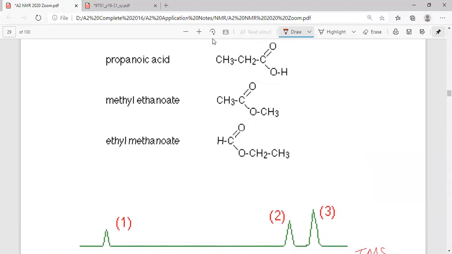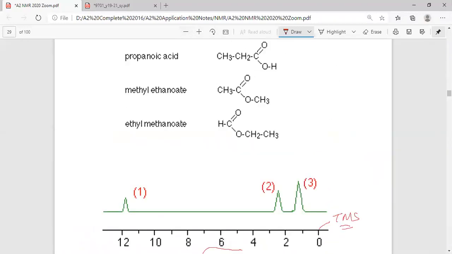Okay, let's look at it again, slower. Let's look at propanoic acid and see how many types of hydrogen there are. There are 3 types, 1, 2, and 3, so there are 3 signals. The other one has only 2 signals, so it cannot be this one. It's very easy in this case because this peak here is very high, about 11.6.